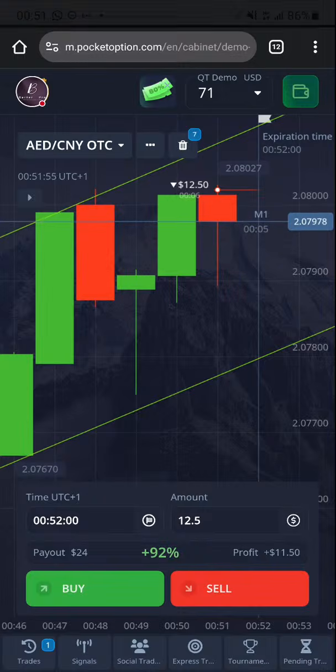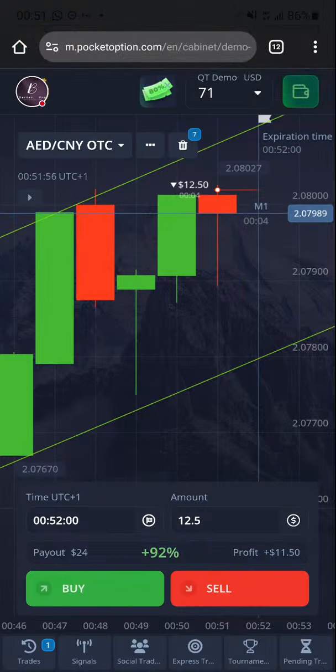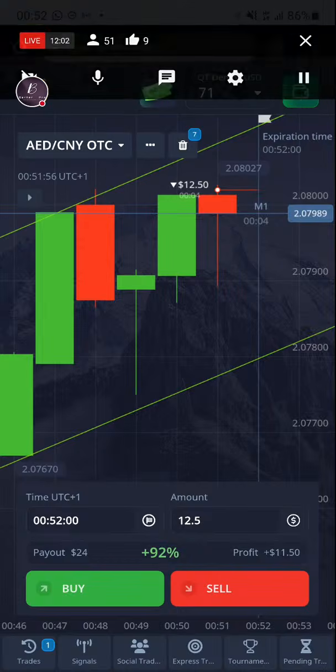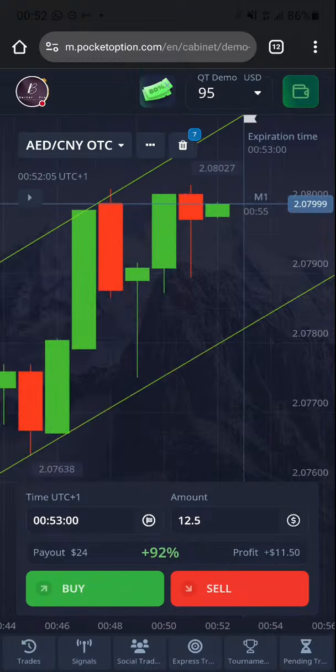Now, let's quickly address all the beginners in the house. We have a lot of beginners here, people who want to learn more about Pocket Option. So let me quickly address all of you.